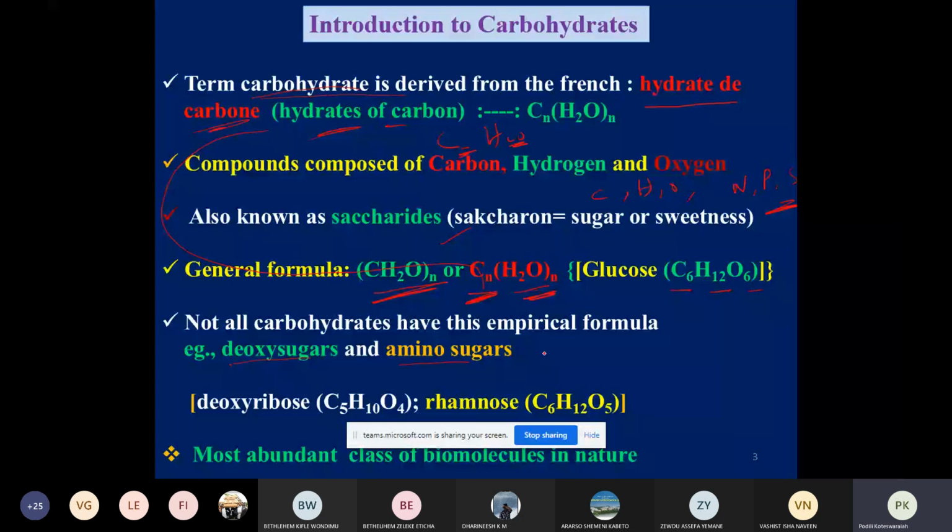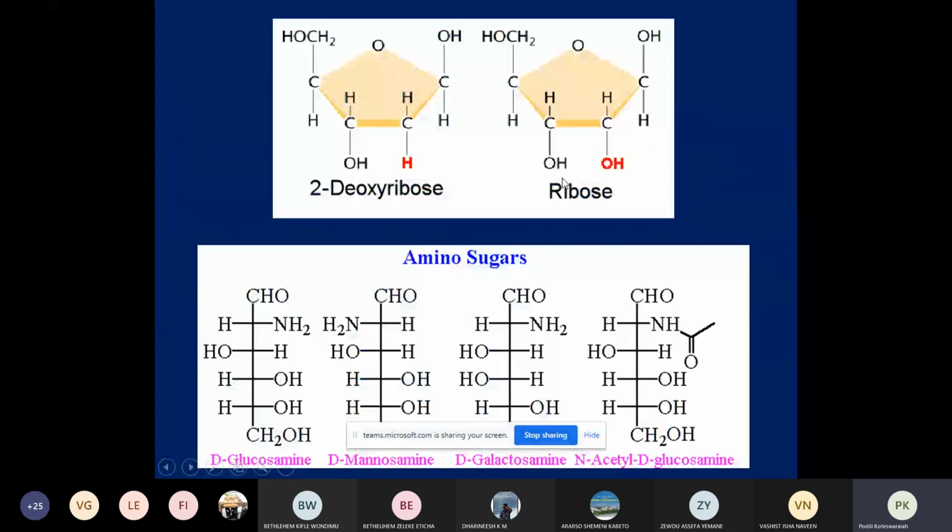For example, you can see here deoxyribose has the empirical formula C5H10O4, whereas rhamnose has C6H12O5. This is the deoxy sugar. You can see here, this is the ribose, this is the deoxyribose. Deoxyribose doesn't follow the empirical formula of Cn(H2O)n.